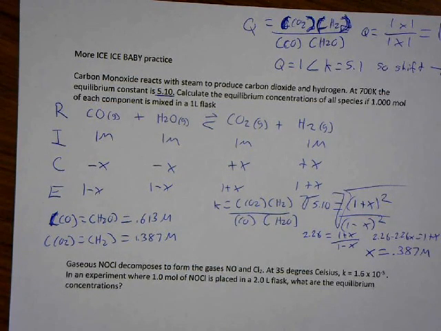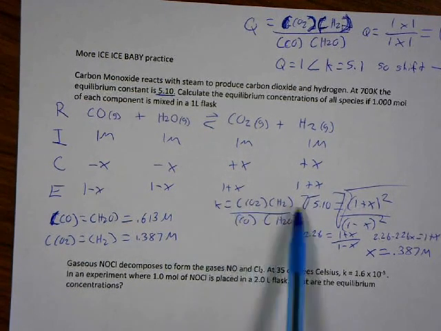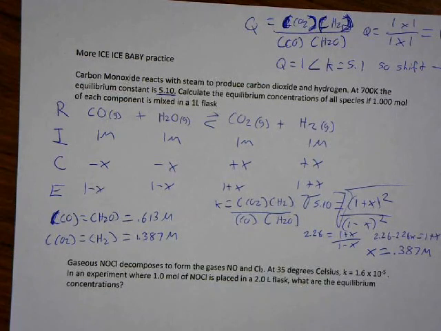The only reason we're doing the products over the reactants is that you always do products over reactants, no matter what. The only thing that's different on this one is we're using parentheses instead of brackets because it's a gas. When you have all gases, use parentheses. If not, you use brackets.